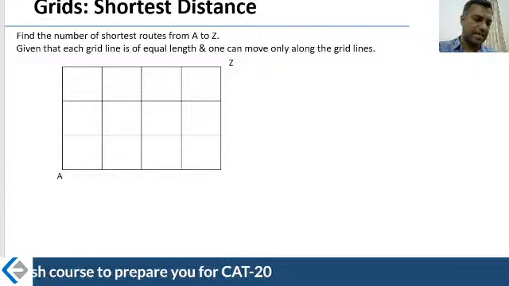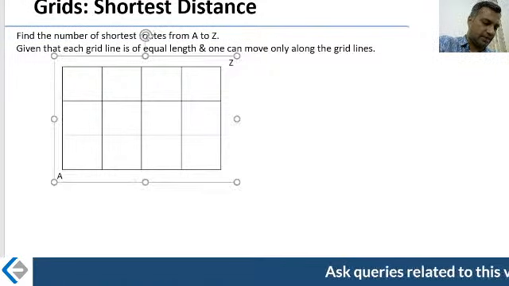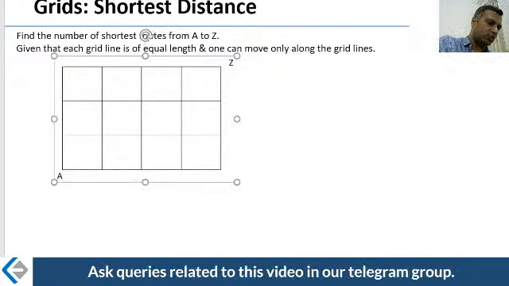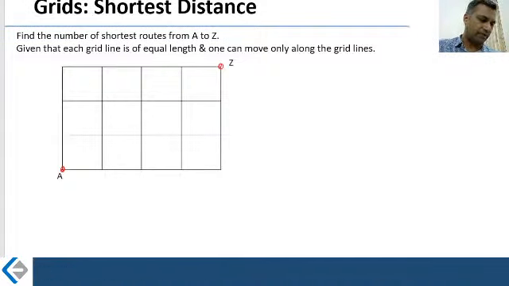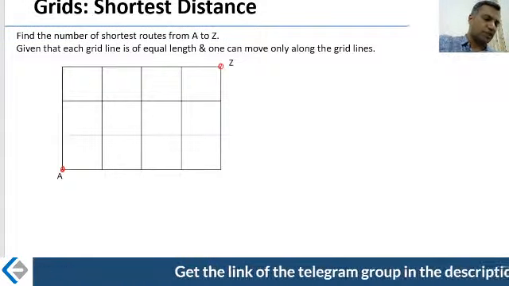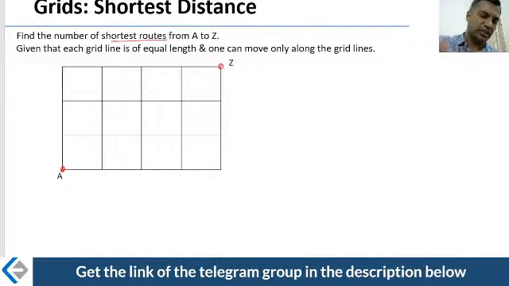Assume that somebody is at A and would like to go to Z. That's what this person wants to travel. Now, what does he have to do? Shortest routes. He asks, okay, totally how many shortest routes are there?